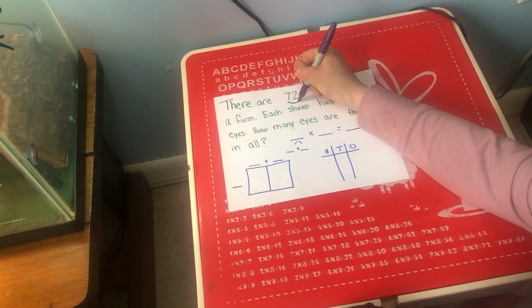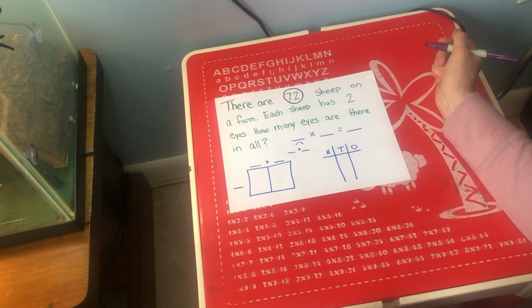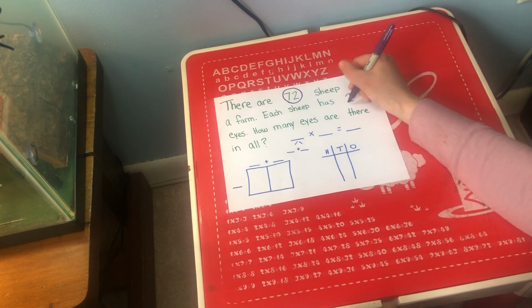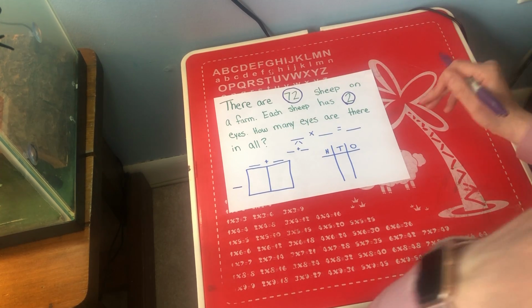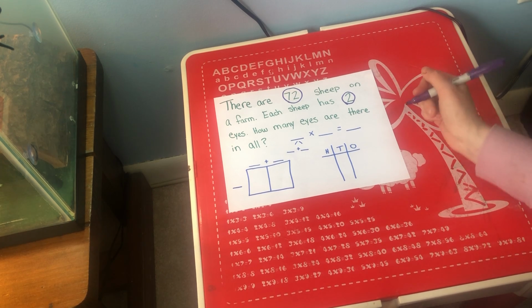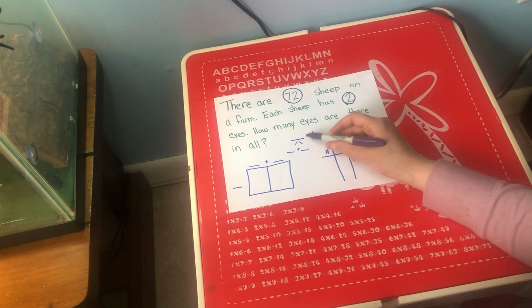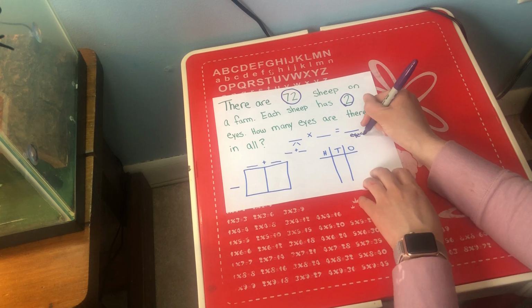There are 72 sheep on a farm. Each sheep has 2 eyes. So you're picturing lots and lots and lots of sheep and their eyes. How many eyes are there in all? So think about what you're going to multiply to find out the total number of eyes.